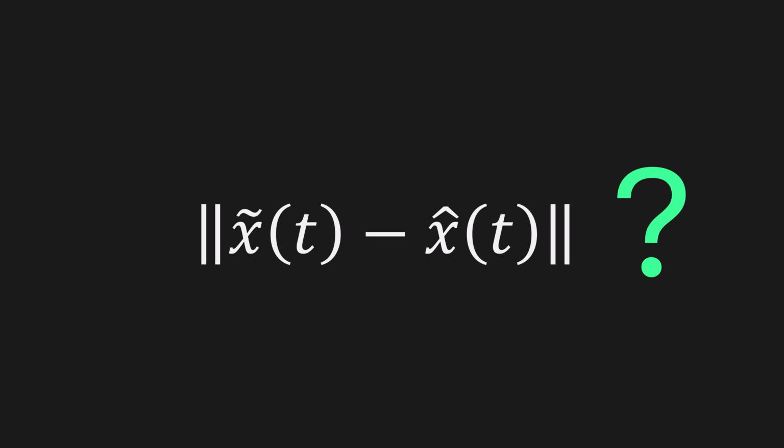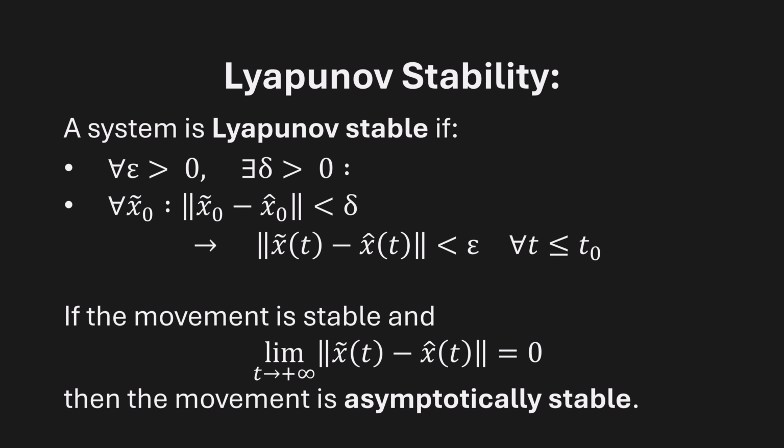A system is Lyapunov stable if for each positive value epsilon there exists a positive value delta, so that if for each initial condition the difference between the perturbed movement and the nominal movement is less than delta, then the norm of the difference between their movement in time is less than epsilon for each instant of time. If the movement is stable and the limit for t towards positive infinity of the norm of the difference between the perturbed and the nominal movement is equal to 0, then the movement is called asymptotically stable.